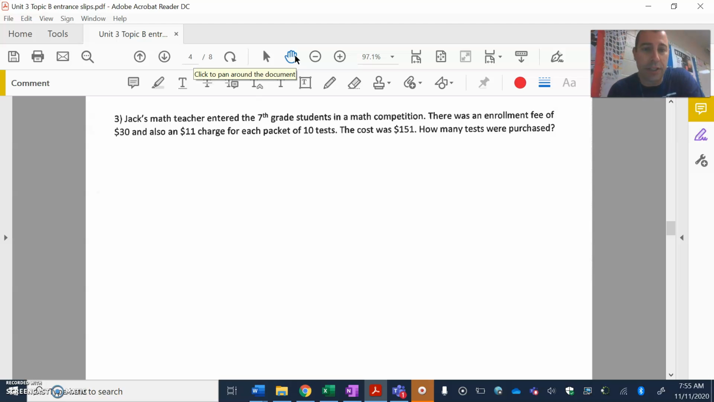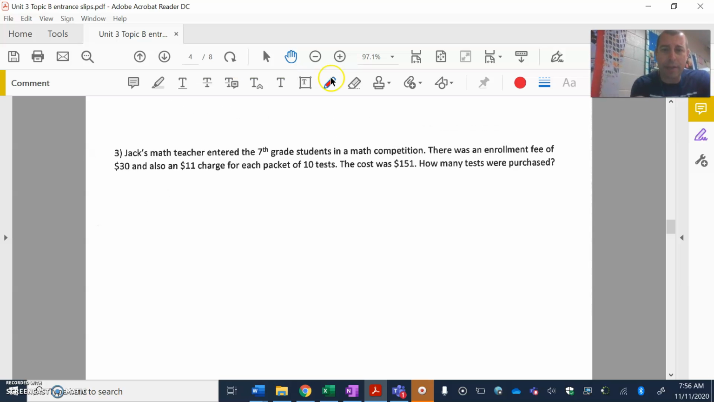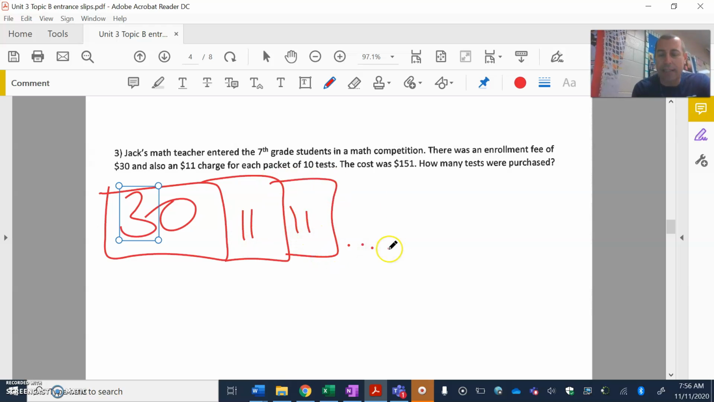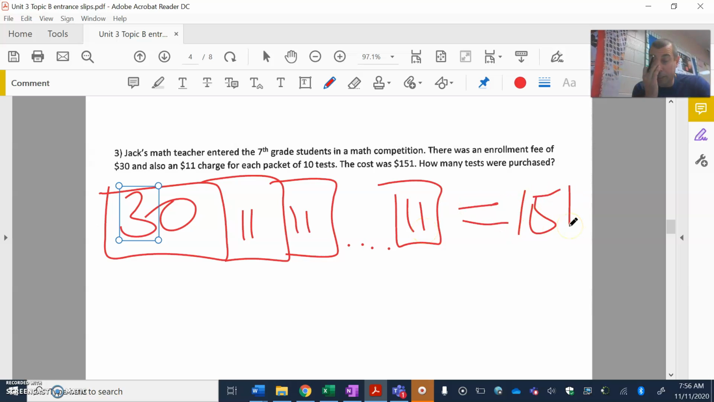Jack's math teacher entered the 7th grade students in a math competition. There was an enrollment fee of $30 and also an $11 charge for each packet of 10 tests. The cost was $101. How many tests were purchased? Okay, so setup wise, we're spending the $30. That's locked in. And then we're also paying $11 for each packet. If you're doing a visual here, we're saying $11, $11, dot dot dot, I don't know how many, $11. And I know the cost was $101. So that's the visual form for it.